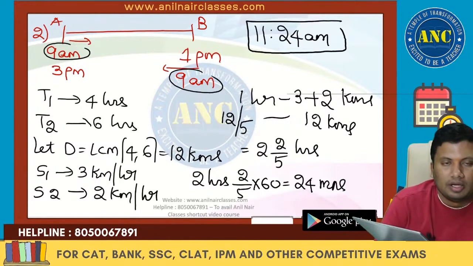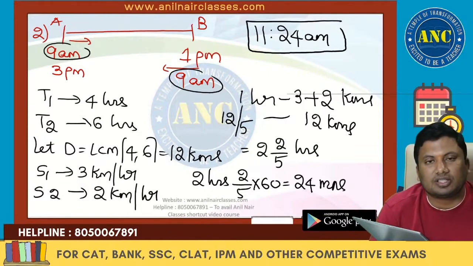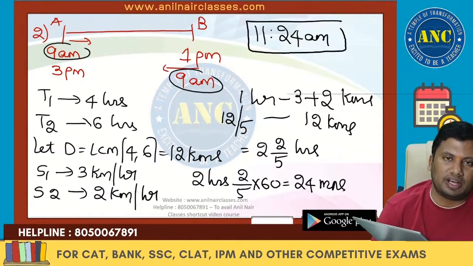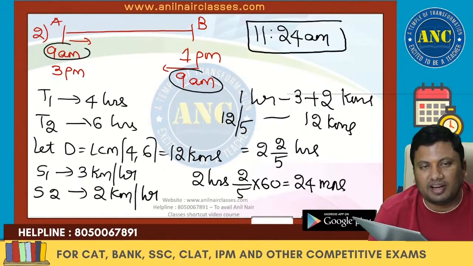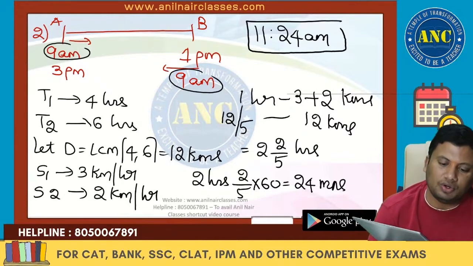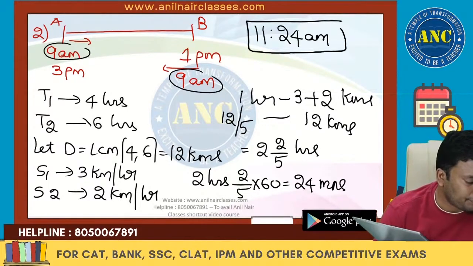It does not matter whether it is speed or time. Whatever values that are given in the question, whatever values you get. Speed values are given, from that take the LCM. Time values are given, you take the LCM. From the given values, find out the other values.